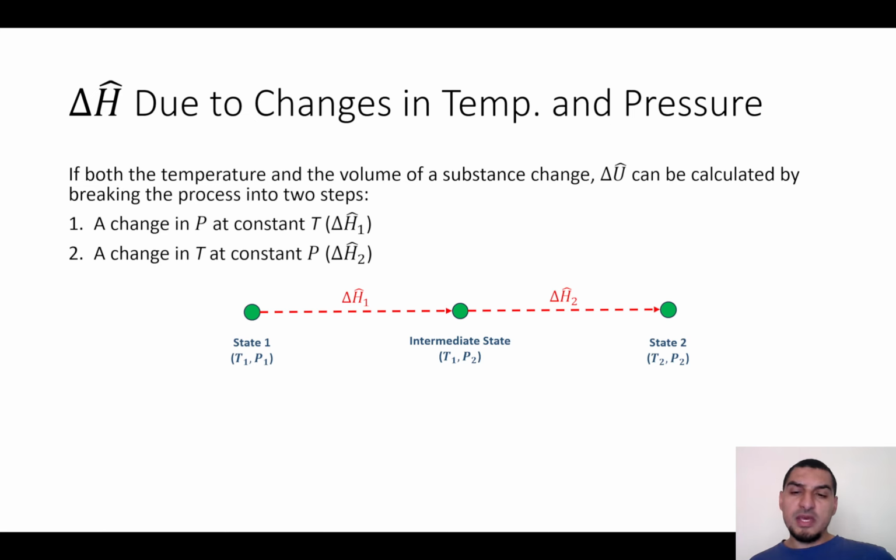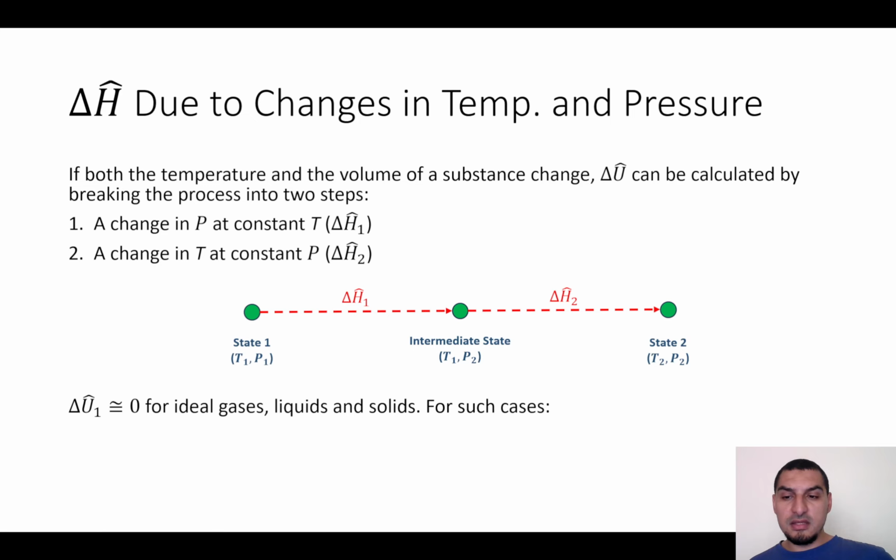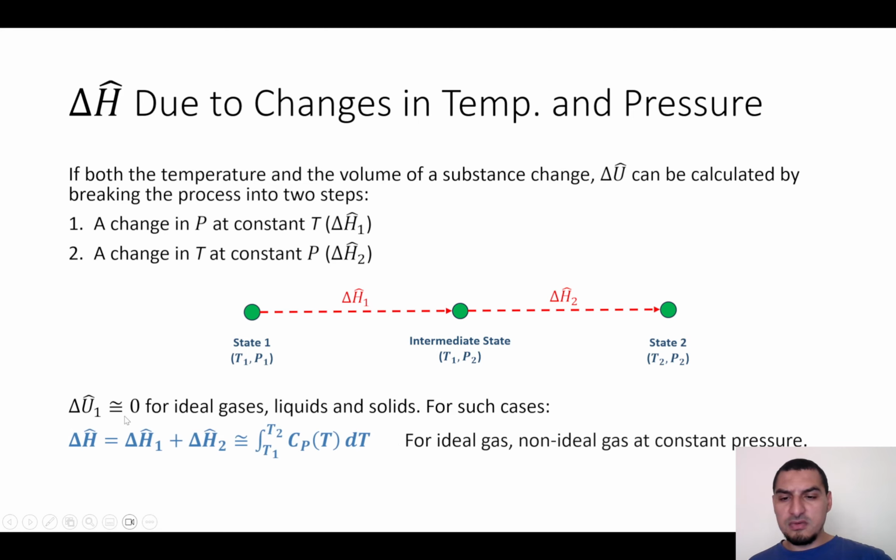And in this case, we know for case number one that delta H, this is delta H, not delta U, I'm sorry, it's a mistake. So delta H equals 0 for ideal gases, for liquids, and for solids. I mean, no, this is right. This is delta U equal to 0 for ideal gases, liquids, and solids. So it's going to be the same if we have ideal gases. If we have a non-ideal gas at constant pressure, this applies as well.